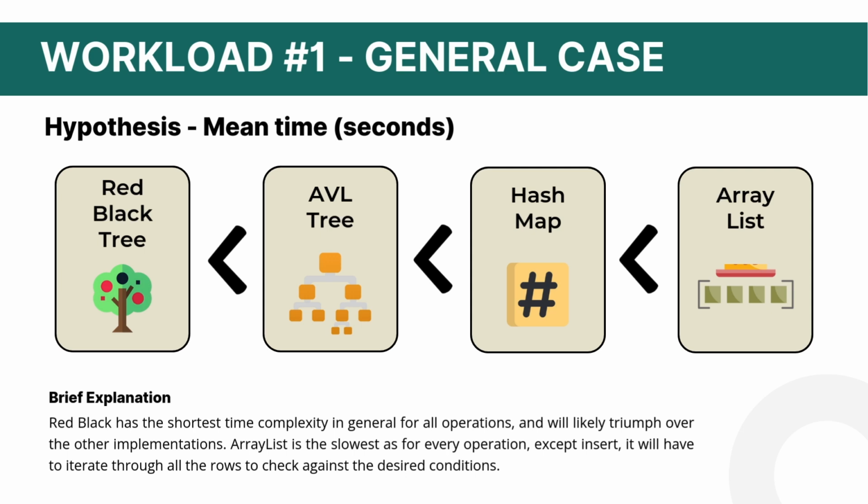Now we will talk about the hypothesis for each case. So for workload 1, we believe that red black tree will be the fastest, followed by AVL tree, hashmap, and array list. This is because red black tree has the shortest time complexity in general, and array list is the slowest for every operation except for insert.